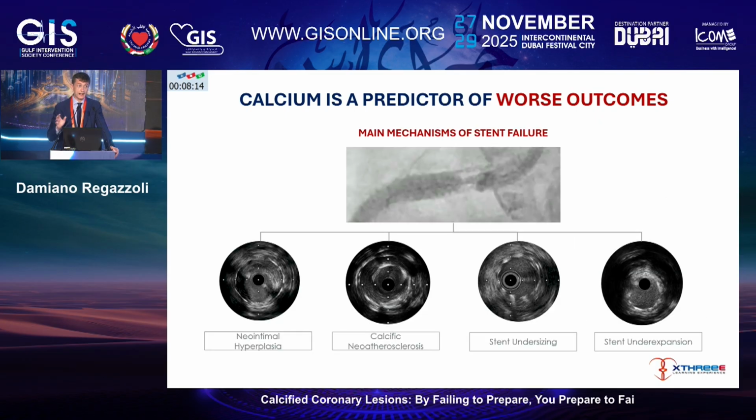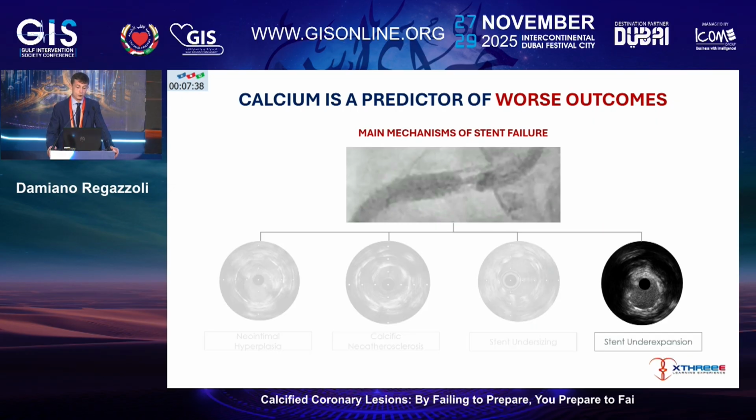And in fact, there are two main mechanisms of stent failure. The first one is called organic or biological stent failure, and it's mainly linked to neointimal hyperplasia or neoatherosclerosis that may be fibrotic or calcific, it is the same. And these two mechanisms are not linked to calcifications. But the other two, stent undersizing and stent underexpansion, that are called mechanical stent failure, may be or are linked to treating calcific lesions, especially the last one, so stent underexpansion.